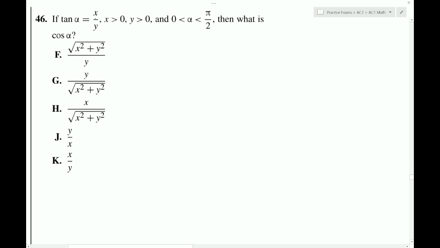If tangent of alpha equals x over y, and alpha is between these two values, what is the value of cosine of alpha? Okay, so let's see. So we start here. We know that we're in the first quadrant, okay? So we could draw our vector here, and then draw our line coming down, which is our reference triangle, right? This is 90 degrees, or otherwise pi over 2, and this is 0. So then, here's our angle alpha, and we know that tangent is x over y. Now, tangent is opposite over adjacent, so this is opposite, this is adjacent.